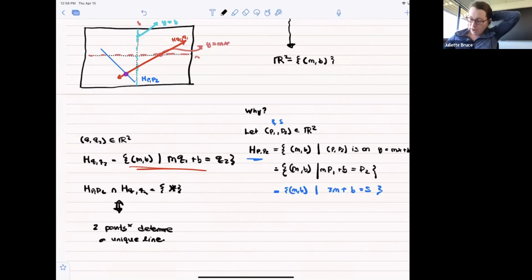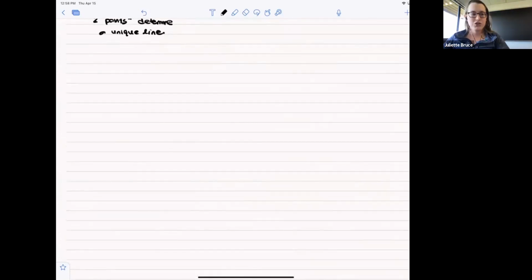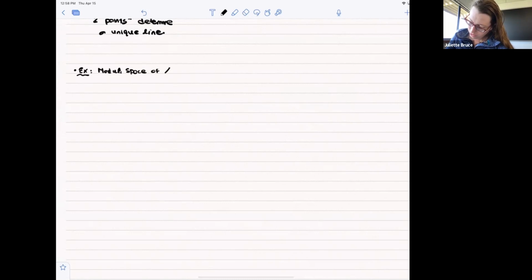So a more complicated example that I'll just start to sketch, and maybe we'll come back to if we have time, is the moduli space of triangles up to similarity.